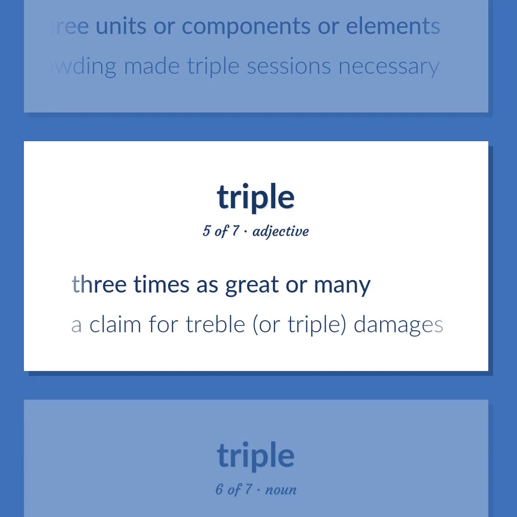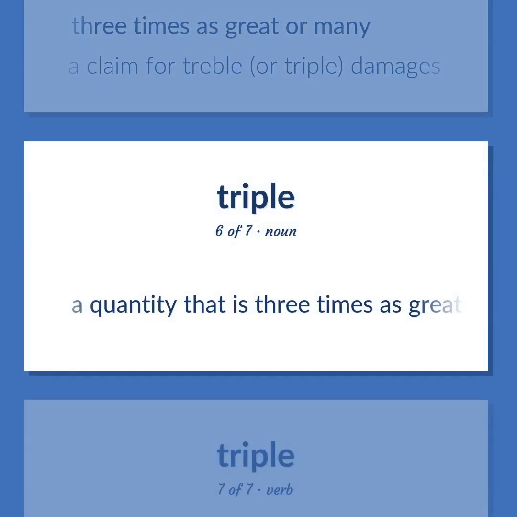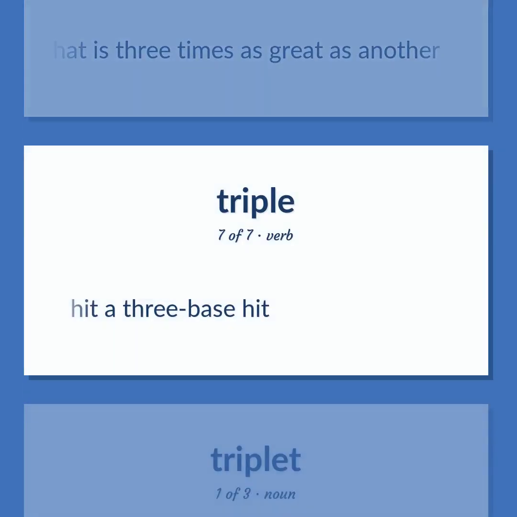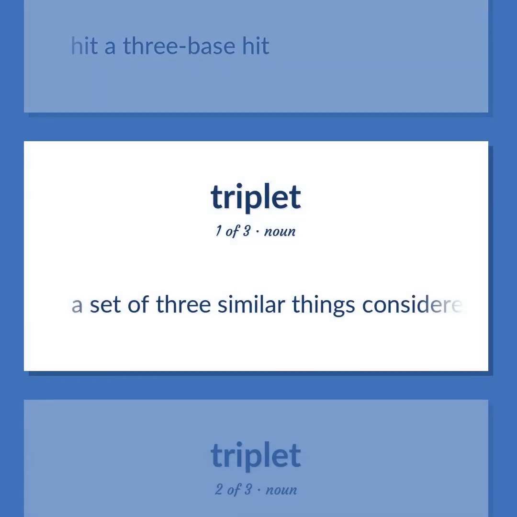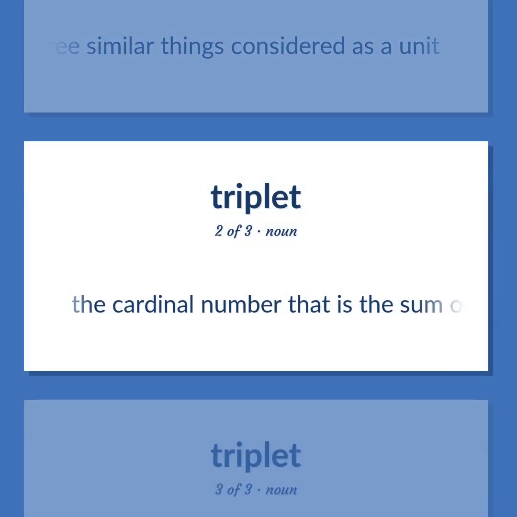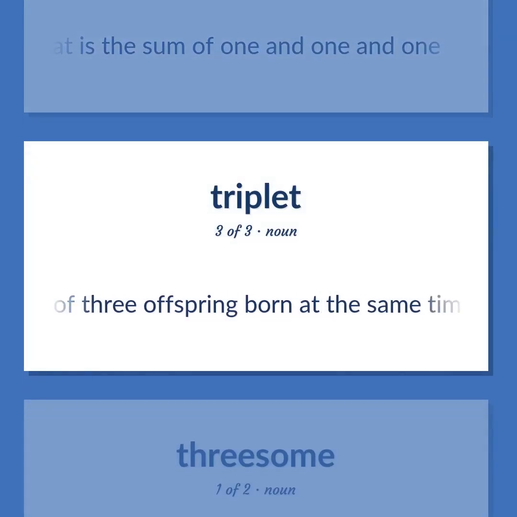A claim for treble, or triple, damages. A quantity that is three times as great as another. Hit a three-base hit. A set of three similar things considered as a unit. The cardinal number that is the sum of 1 and 1 and 1. One of three offspring born at the same time from the same pregnancy.